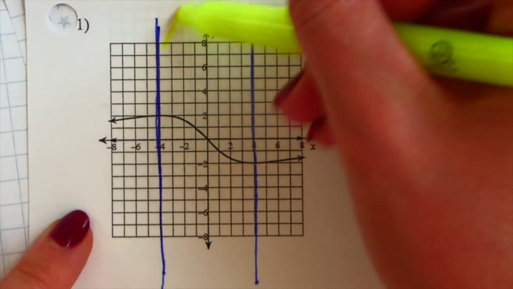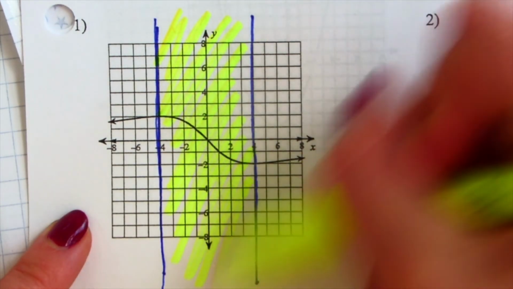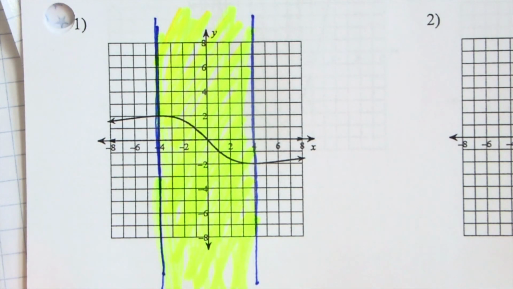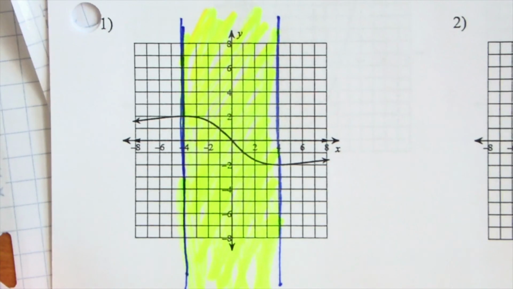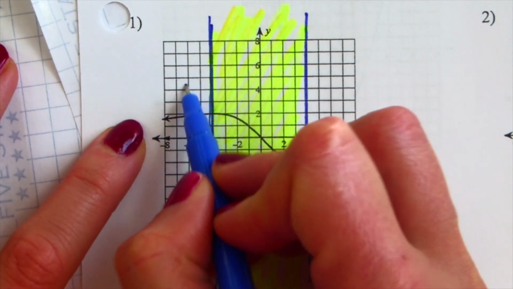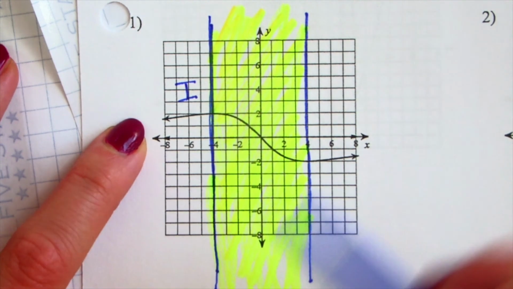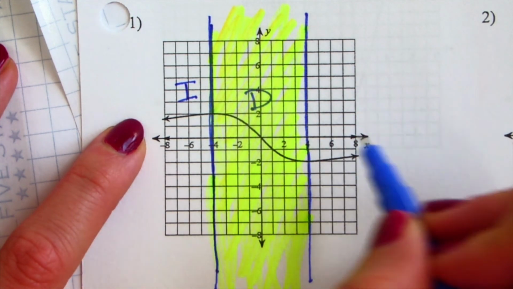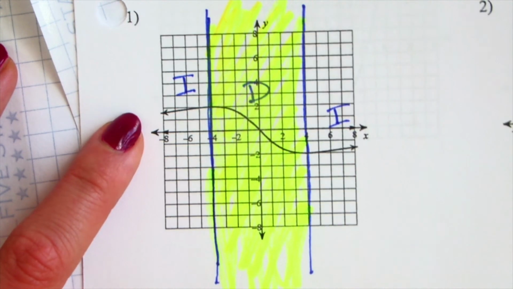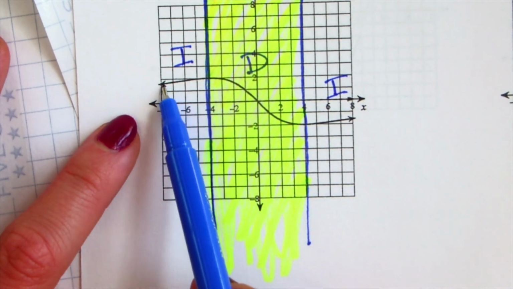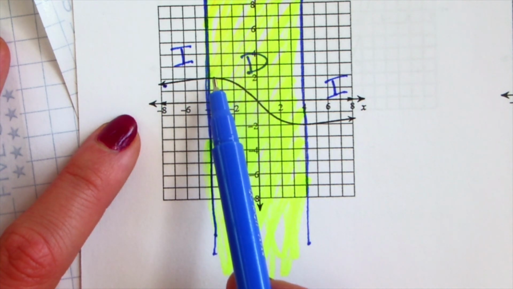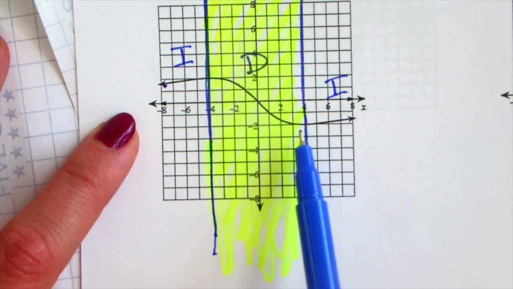So just to make it clear that I have 3 pieces that I'm looking at, I'm going to highlight that middle part. And then what I would do next is I would label this as increasing, this as decreasing, and then this as increasing. Again, moving left to right, we have a positive slope, we're going uphill, negative slope, we're going downhill, positive slope uphill at the end.